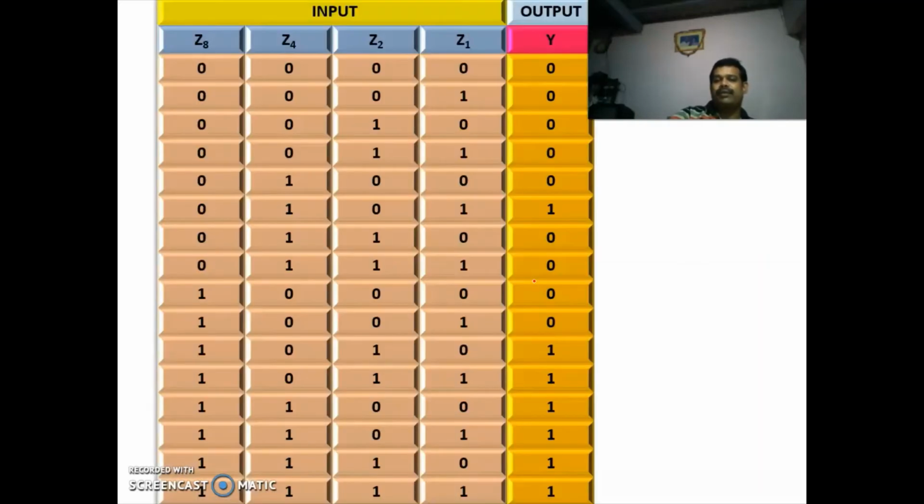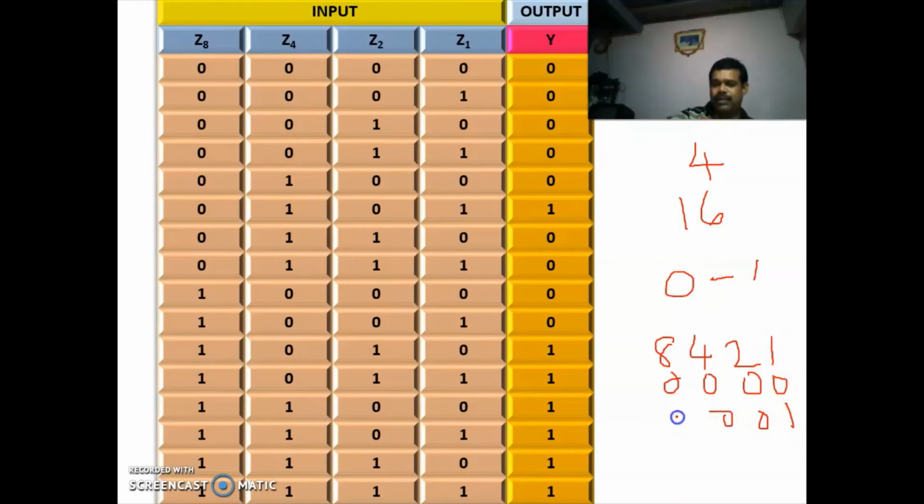So first we have to go for a truth table. Here we have 4 bits, Z8, Z4, Z2 and Z1. These are the inputs. We know that with 4 inputs we will have 16 combinations, so we write from 0 to 15. Using 8421, 0 is 0000. For 1, I put a 1 here. Similarly for 15, 8 plus 4 is 12, 12 plus 2 is 14, plus 1 is 15, that is 1111. Similarly we have written from 0 to 15.